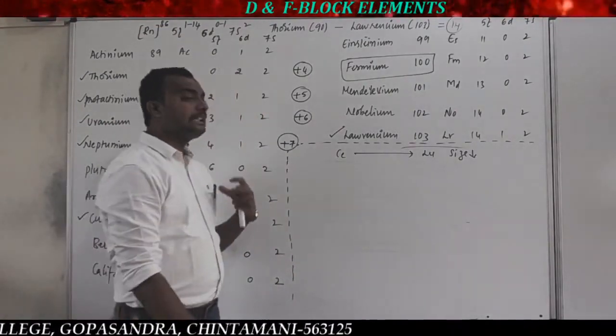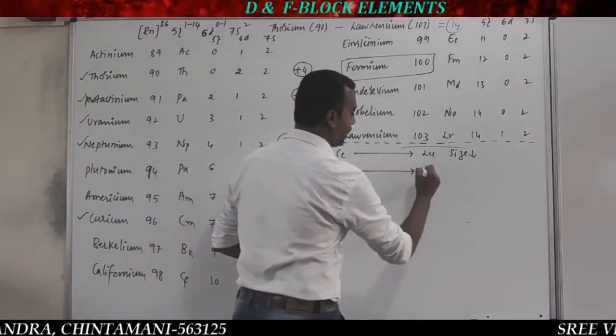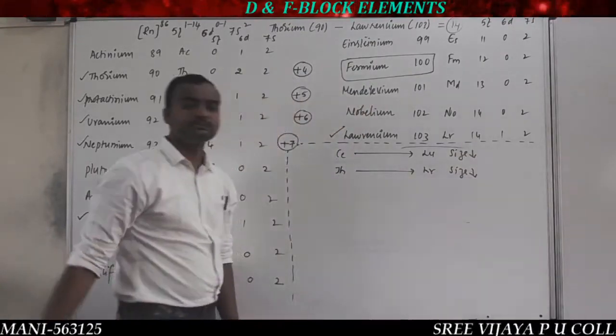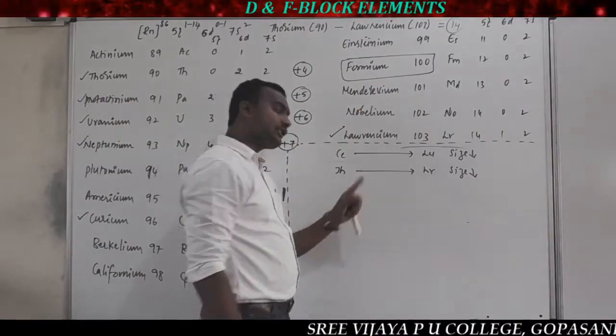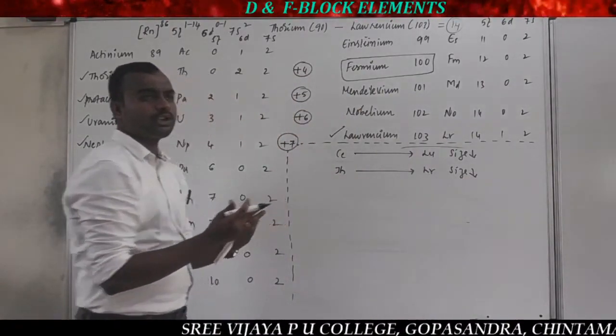Similarly, in the case of the actinide series, that is thorium to lawrencium, here again size goes on decreasing. And what is the reason for this? This is the reason. We call it actinide contraction. So what is the meaning of lanthanide contraction?